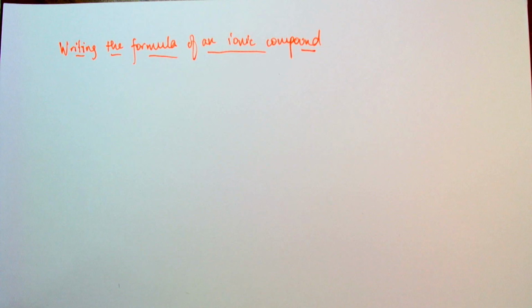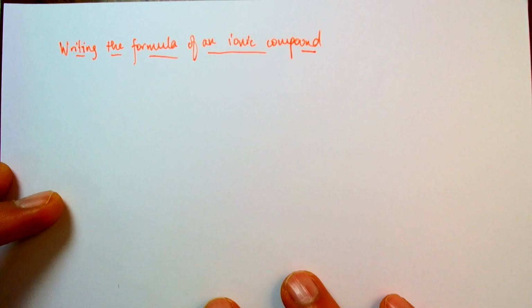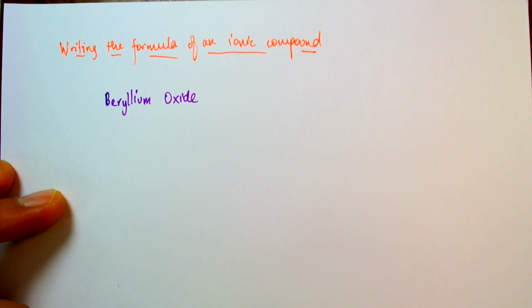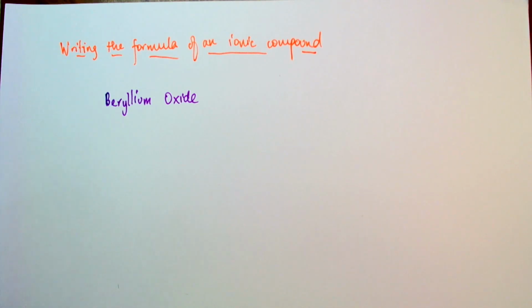I will start with some relatively simpler ones, and then we'll move on to more difficult ones. So the first one I want to look at is beryllium oxide. Given the name of a compound, how do you actually go about figuring out what the formula is? Well, we need to find out the ratios of the respective elements within the ionic compound. Let's see what I mean by going through this example.